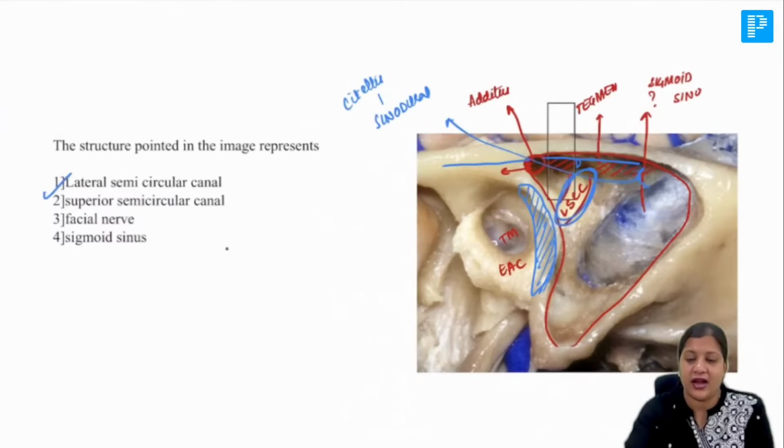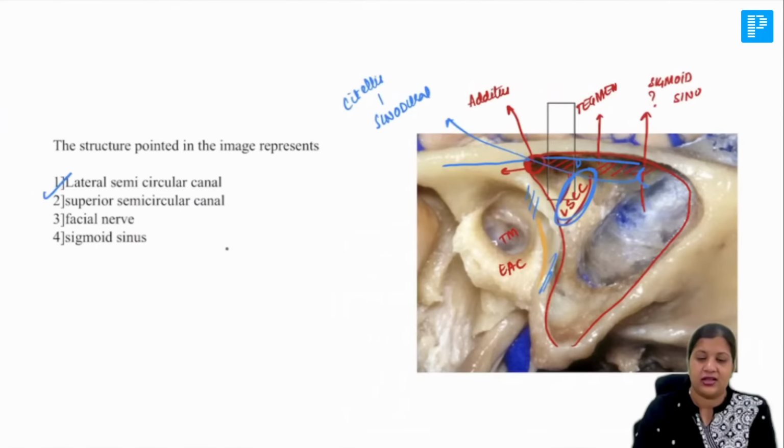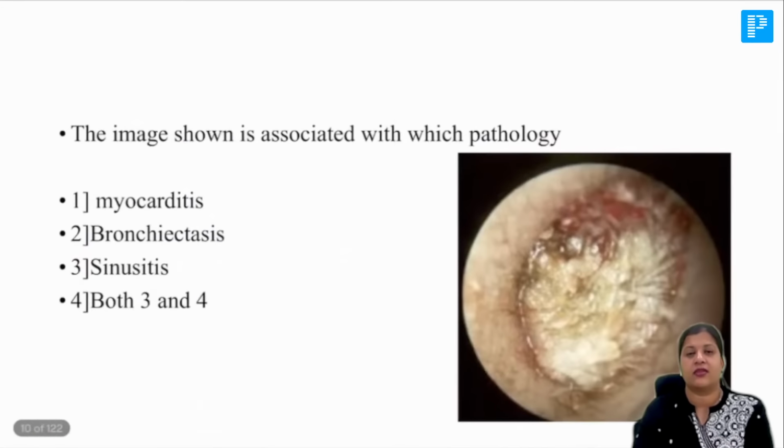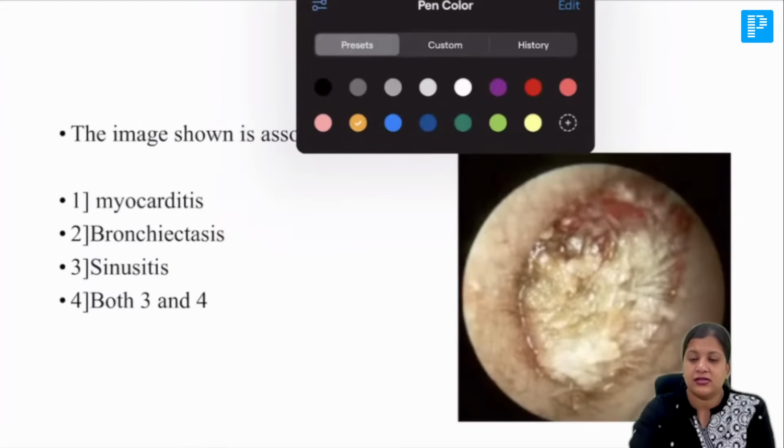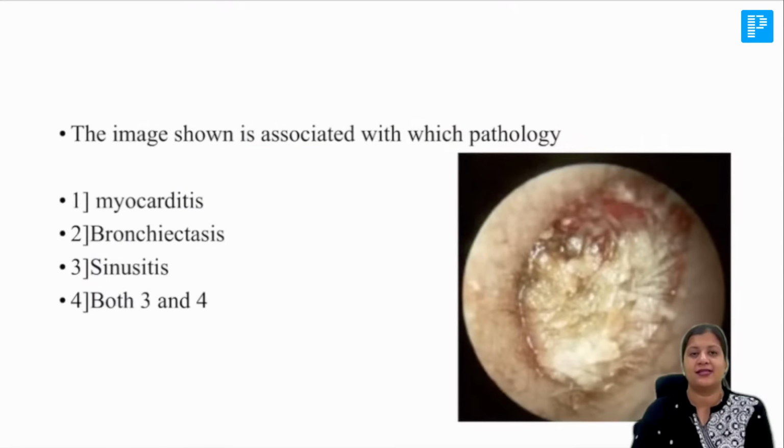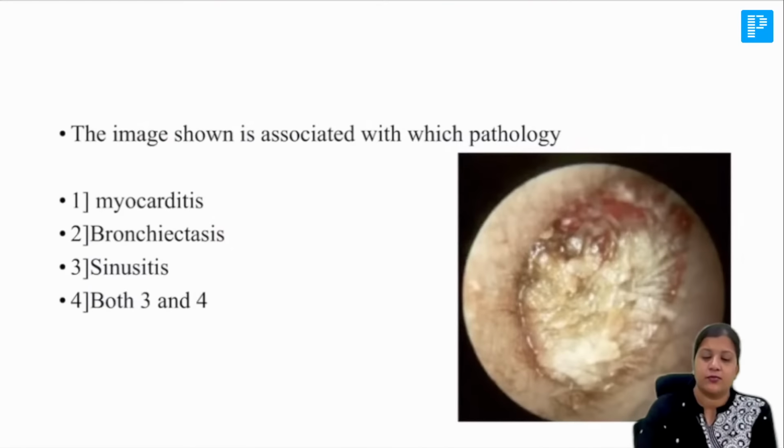Facial nerve, if it had to be, would be along the posterior canal wall. You would have seen it here. This would be the vertical segment of the facial nerve. So you would have seen it like this. Got it? So I think all of you are clear with this. The image shown is associated with myocarditis, bronchiectasis, sinusitis, both 2 and 3. What is your answer?